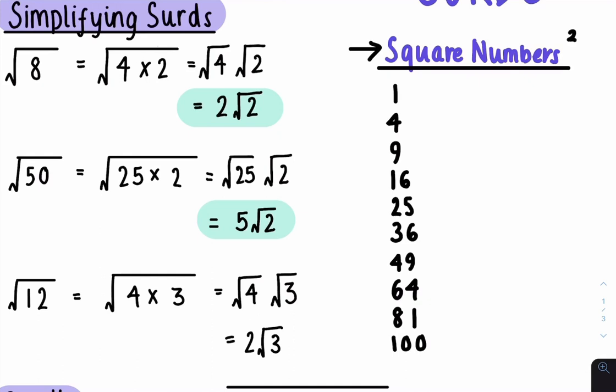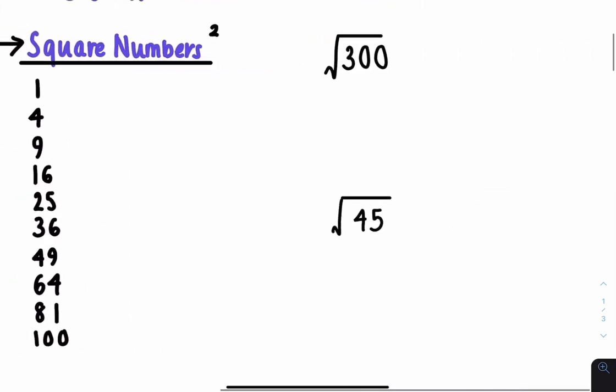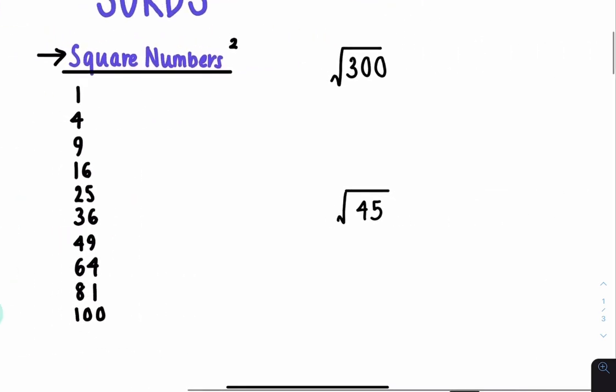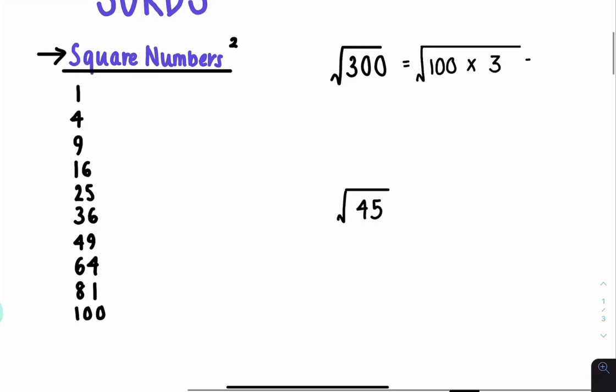Now I have 2 more examples of this. I do recommend pausing the video, trying it yourself, and then comparing your answer to mine. So here we've got root 300. The largest factor of 300 that is also a square number is 100. And 100 times 3 gives you 300. So I'm going to write 100 times 3. And you rewrite this as root 100, root 3. But we know that root 100 is just 10. So the final answer would be 10 root 3.